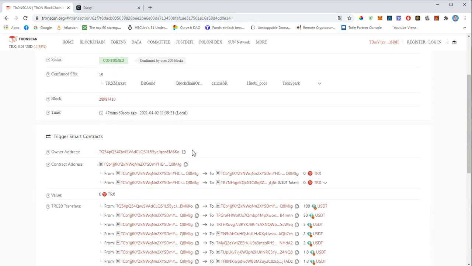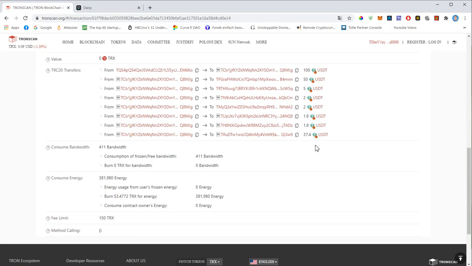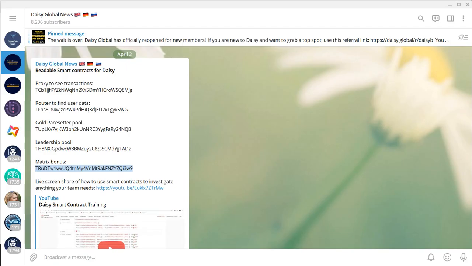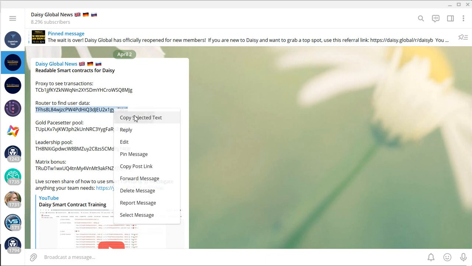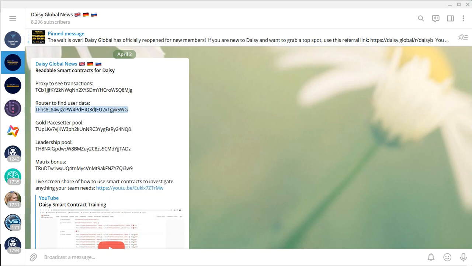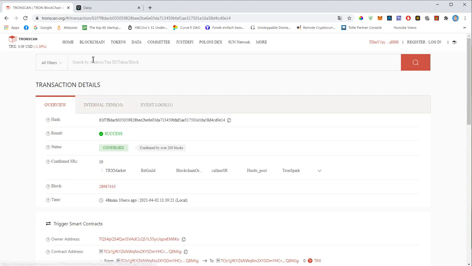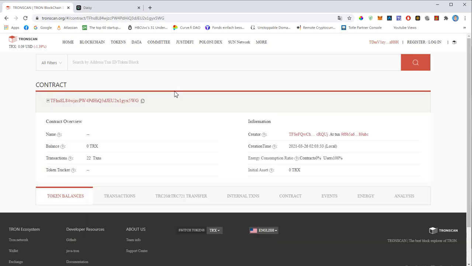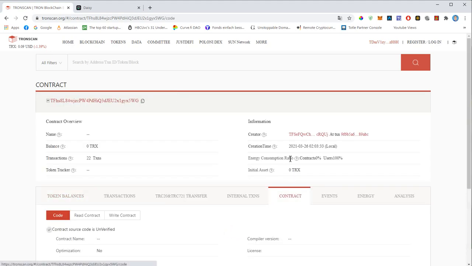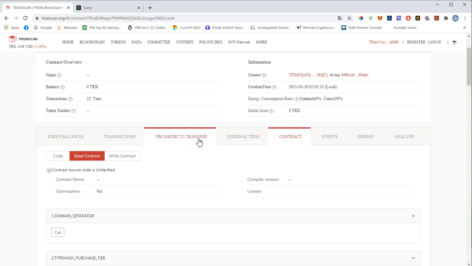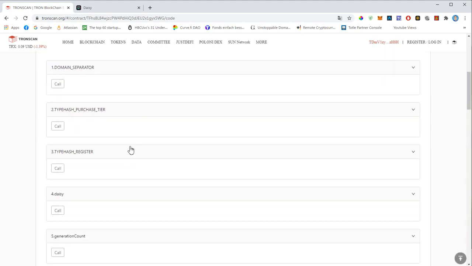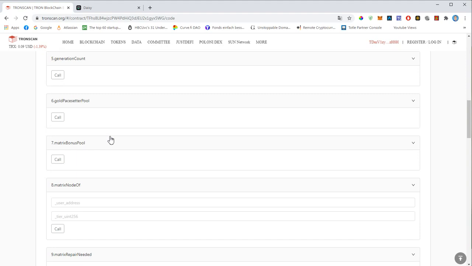So what else? Yeah, that's basically the first smart contract, and we can have a look at the second in a moment. So let me grab this one, the router to find user data. So you just enter the address into the search bar, right? And then you go to contract and you go to read contract.